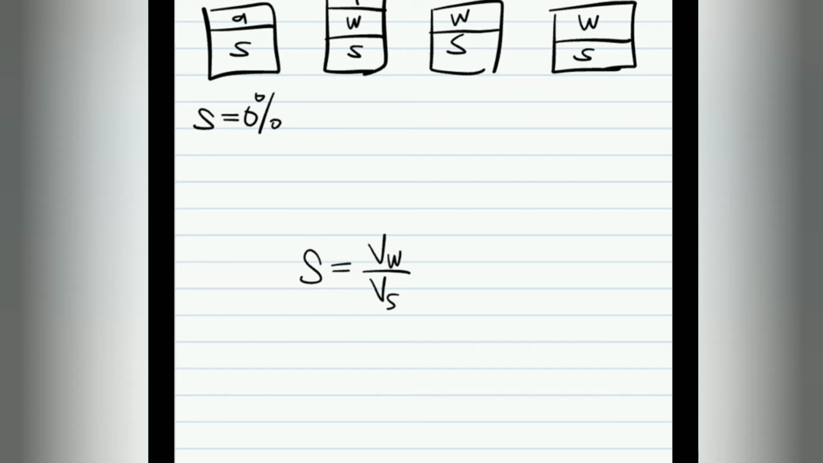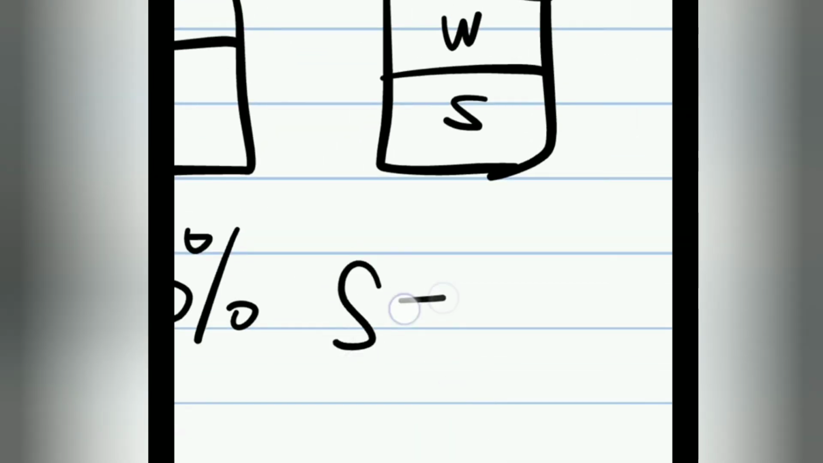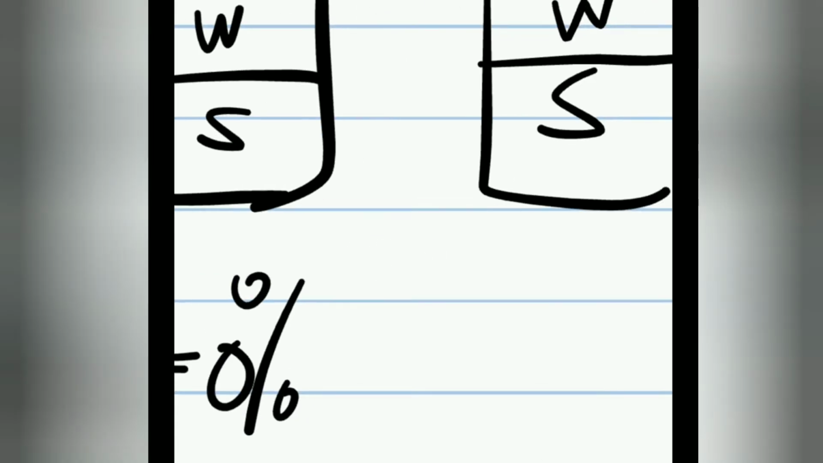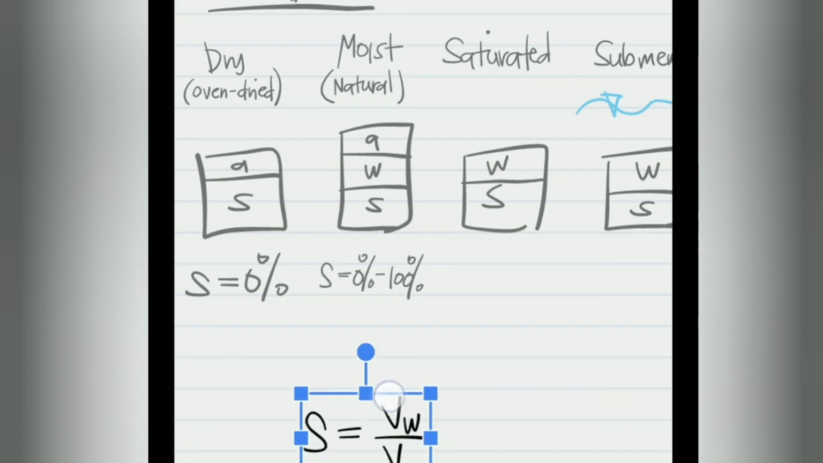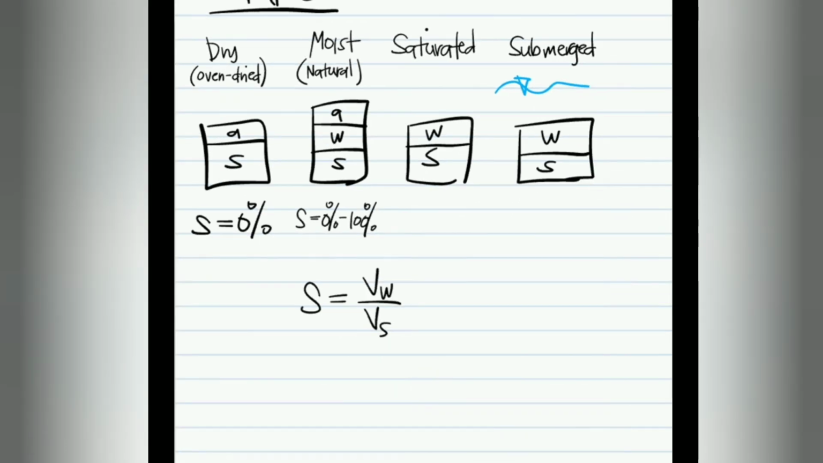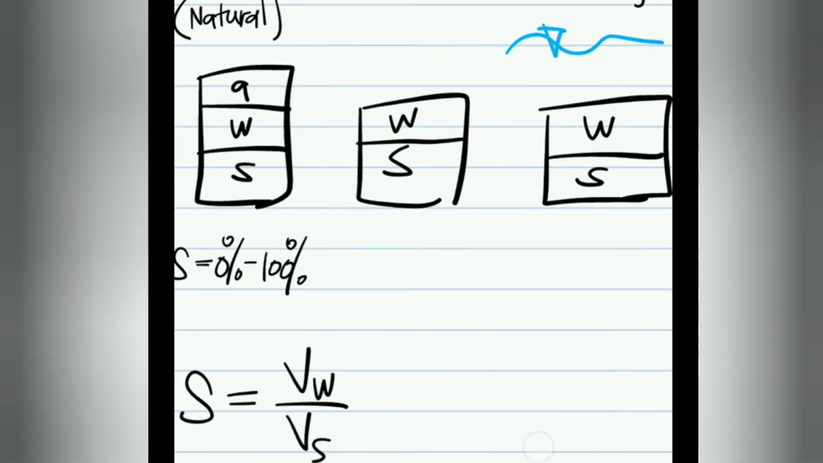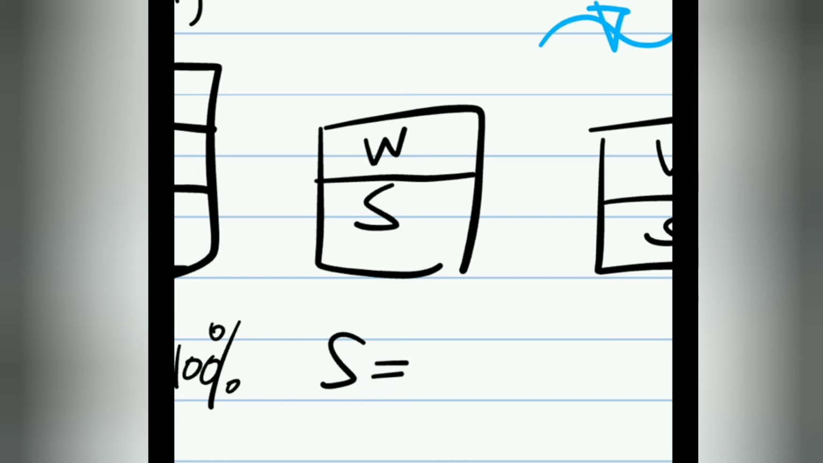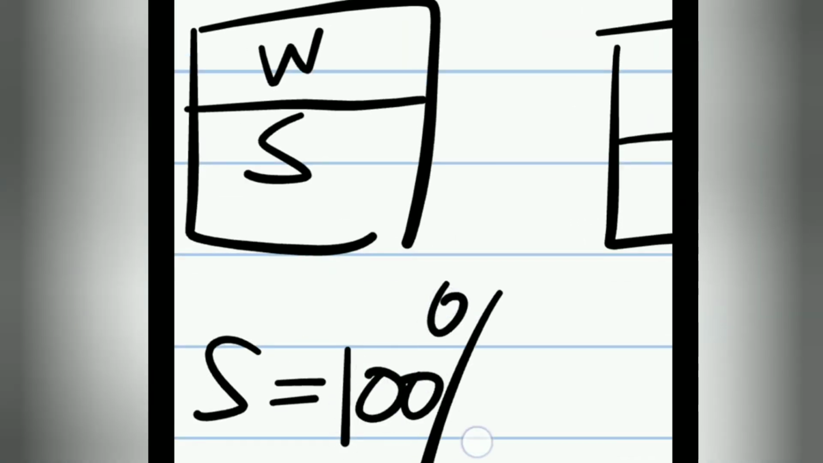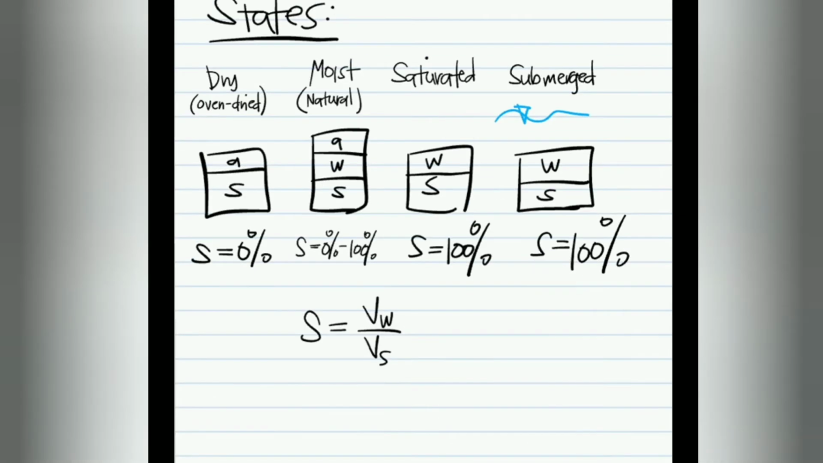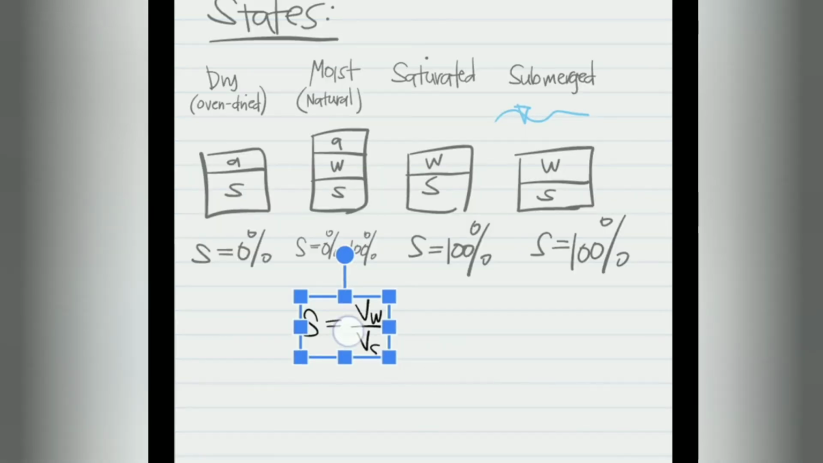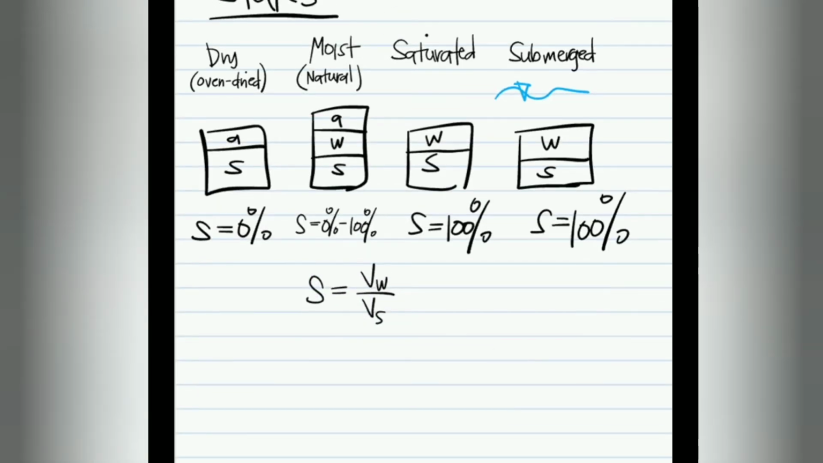Now for moist, you're going to have saturation greater than 0% but less than 100%. So 0 to 100% is your degree of saturation for your moist or natural category. For saturated, of course, it's completely wet, soaked soil. You're going to have 100% saturation. Here also, you have 100% saturation. So this is again another formula, degree of saturation. This is in percentage. That's equal to volume of water to the volume of solids.